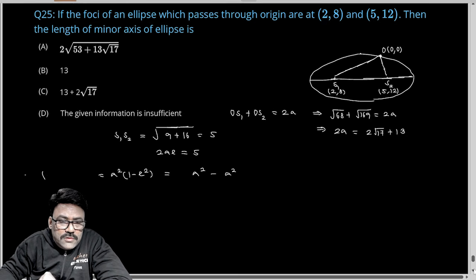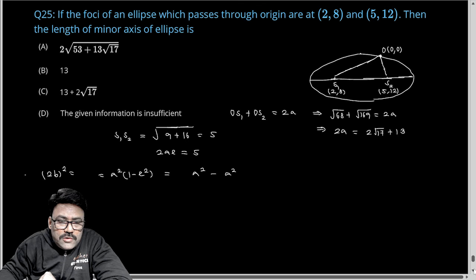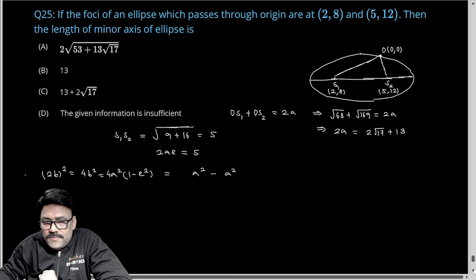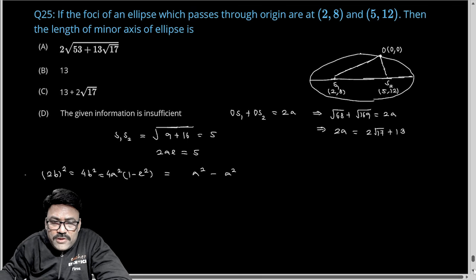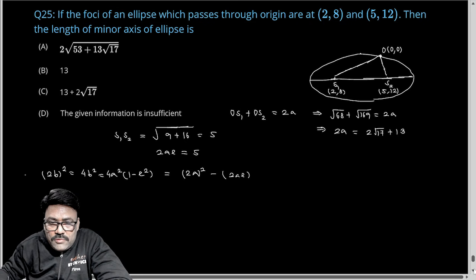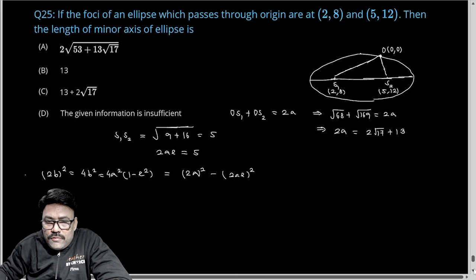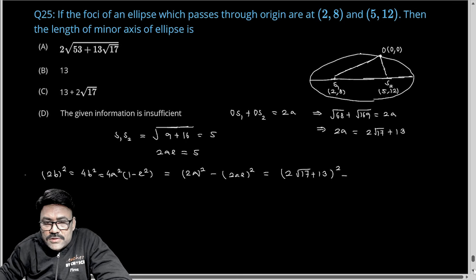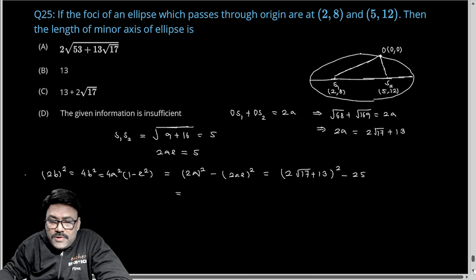If I find 2B whole square, that will be 4B square, and that will be 4A square 1 minus E square. And 4A square can be written as 2A whole square, and 4A square E square can be written as 2AE whole square. So now 2A whole square is what? 2 root 17 plus 13 whole square minus 4A square E square is what? 25. Now let's simplify.